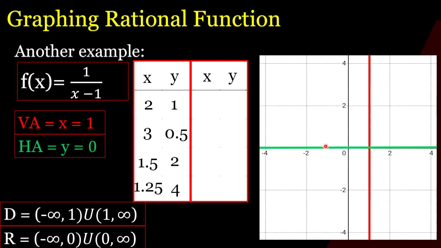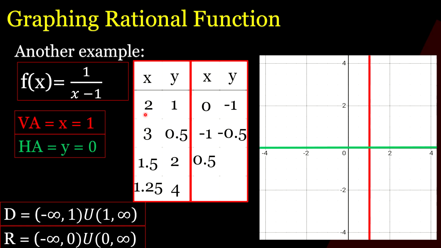0, negative 1, 0.75, saka 0.5. So, kunin natin 0. 0 minus 1 is negative 1. So, 1 divided by negative 1 is negative 1. So, next is negative 1. Negative 1 minus 1 is negative 2. 1 divided by negative 2 is negative 0.5.